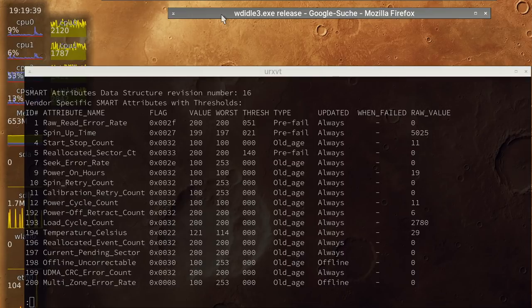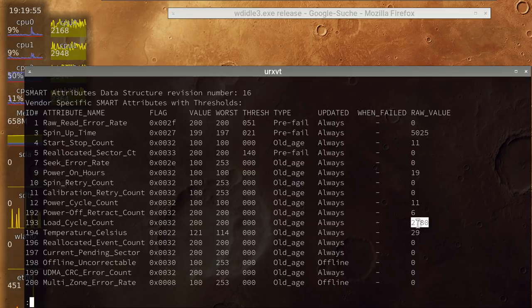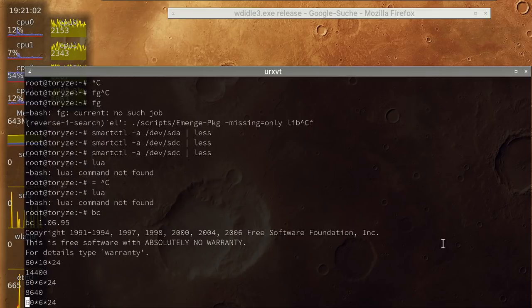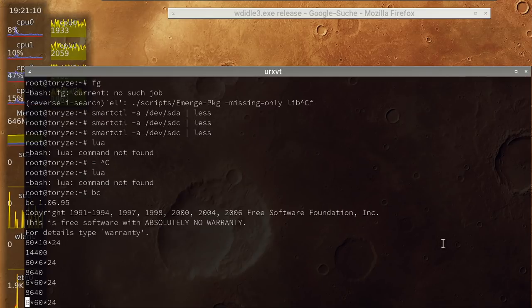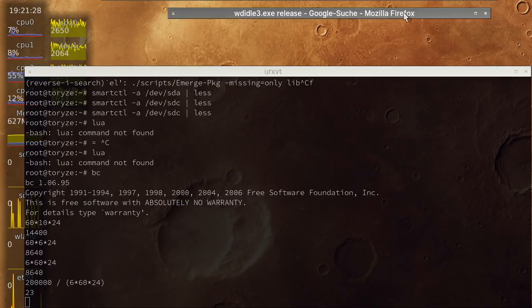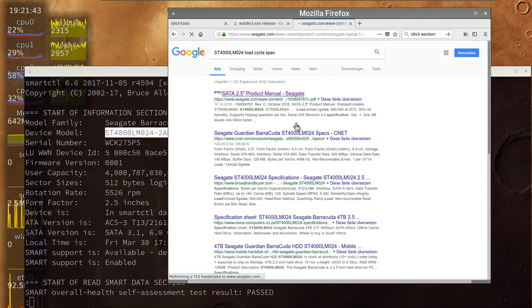Apparently, I think I googled it the other day, this Seagate maybe specifies 200,000 load cycles or something. With this amount of load cycles, by the way, we had here 2000, so Seagate is this one. So here we have 2791. So we have six times a minute by 60 minutes by 24 hours. And if we divide this 200,000 load cycles by this, we may reach 200,000 load cycles in only 23 days. Okay, let's better double check.